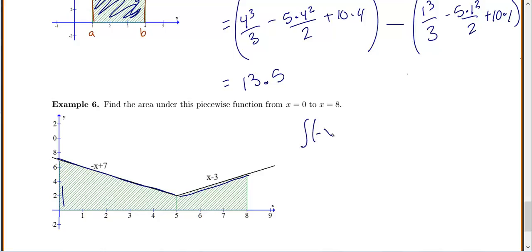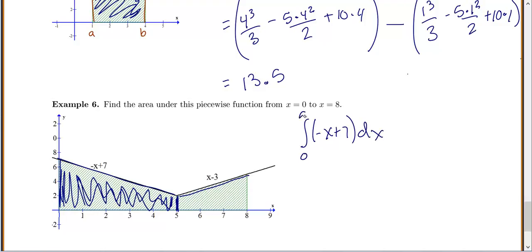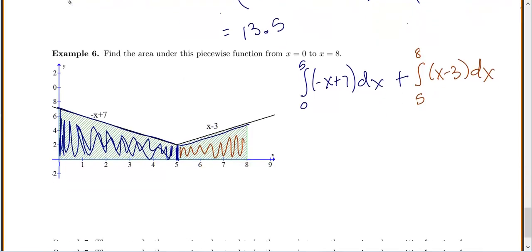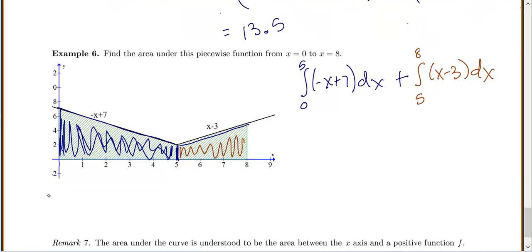We're going to do the integral of negative x plus 7. Okay. And we're going to do it from 0 to 5 because that's where that piece of the function is negative x plus 7. So we'll integrate from 0 to 5, then plus, and now we're going to do the integral for the second piece, and this one will go from 5 to 8. So the integral from 5 to 8 of x minus 3 dx. So let's do just one piece at a time. Let's take the integral from 0 to 5 of negative x plus 7 dx.